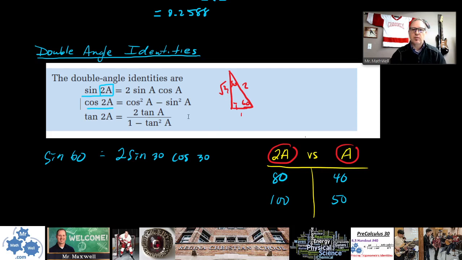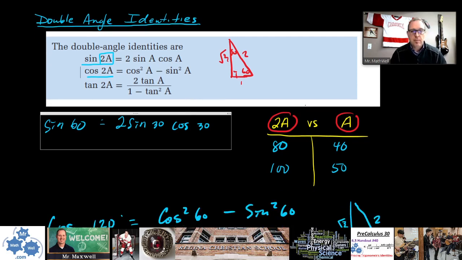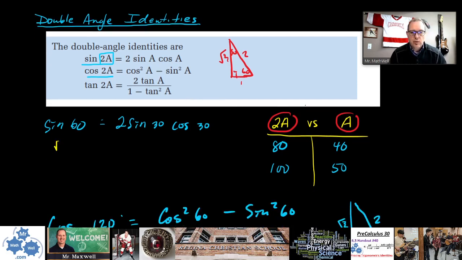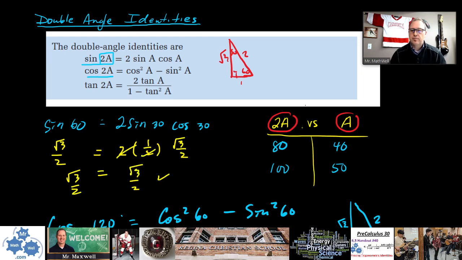So sine of 60 we said was root 3 over 2. Sine of 30, oh, here we are, sine of 30 is 1 over 2. And cos of 30 is root 3 over 2. Well, this is just 1 times root 3 over 2. So we have root 3 over 2 equals root 3 over 2. Verified.